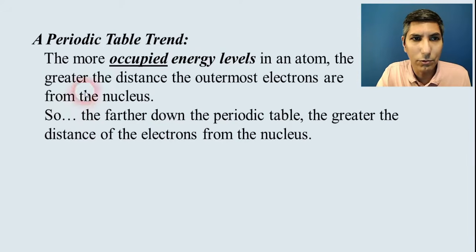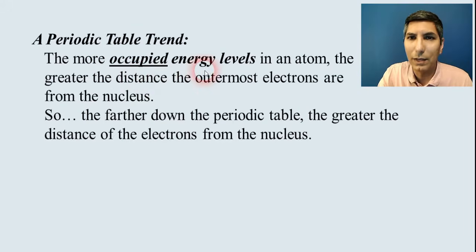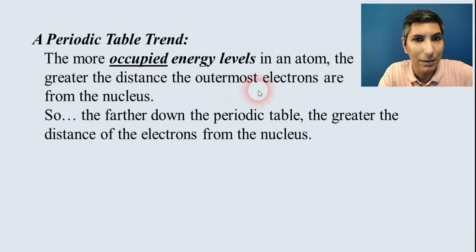Now, there's an important trend that we notice on the periodic table. The more occupied energy levels there are in an atom, the greater the distance the outermost electrons are from the nucleus. And so if you have one energy level that's occupied, it's a fairly small atom. If you have 5 energy levels, well, that's much larger as far as the size of the atom goes. So we can make a generalization and say that the farther down you go on the periodic table, the greater the distance of the outermost electrons from the nucleus.